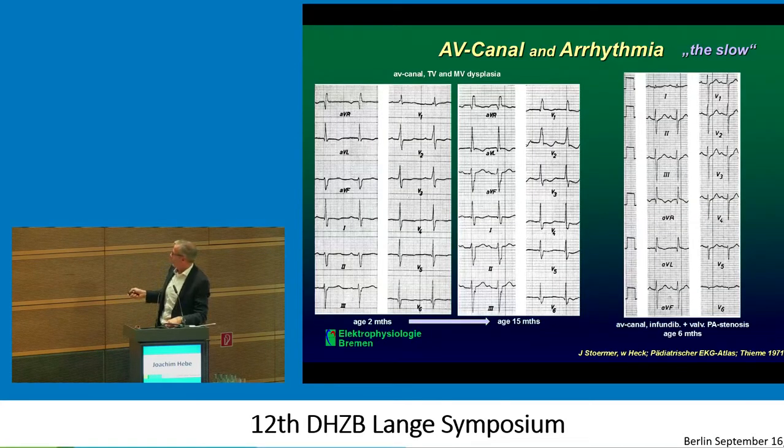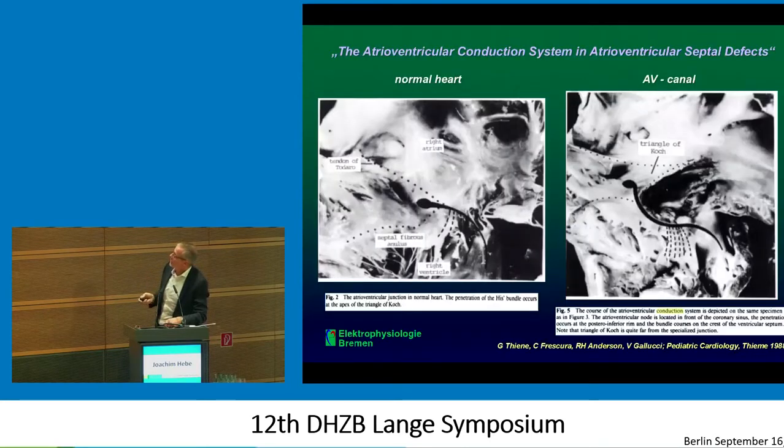This is from an EKG atlas of 1971, so that's pretty old, but it didn't change so far. This is very actual, I would say. On the left panel, you see the EKG of a 2-month-old baby with an AV canal and mitral valve dysplasia, and this is at the age of 15 months. You can see the prolonged PQ time, so this is very normal, and you can see after these 13 months that the right ventricular delay just enhanced. So there is some process going on.